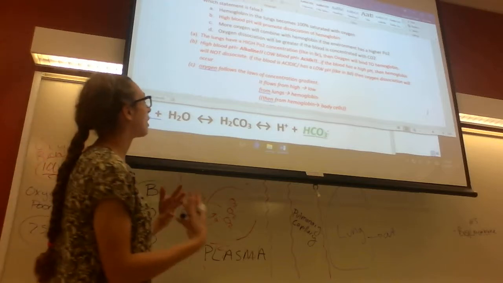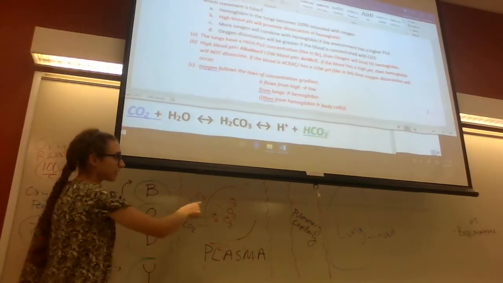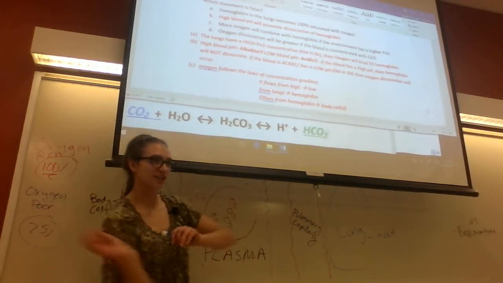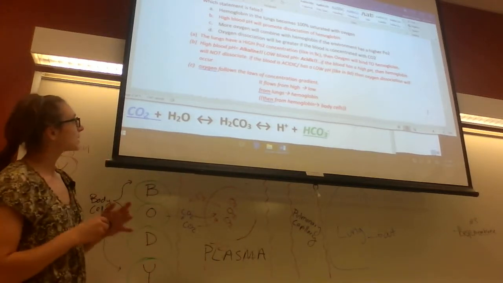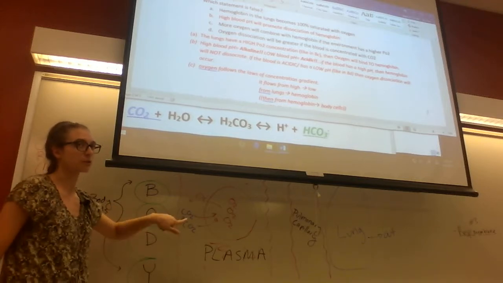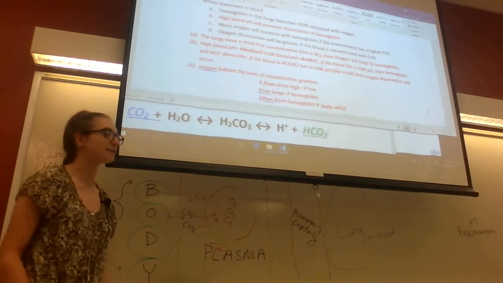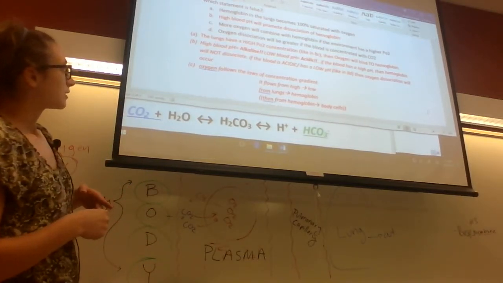Oxygen dissociation. That's what we were just talking about. Oxygen dissociation is the hemoglobin being like, get out of here. Dissociate. Go away, oxygen. This will be greater if the blood is concentrated with CO2. So the more CO2 you have, the more your red blood cells are going to kick out oxygen.